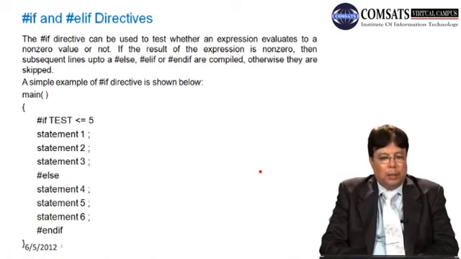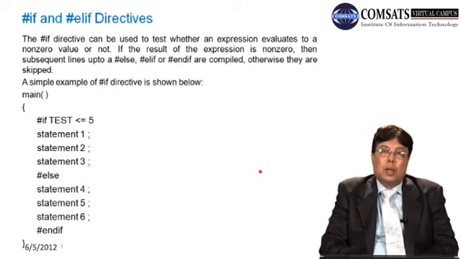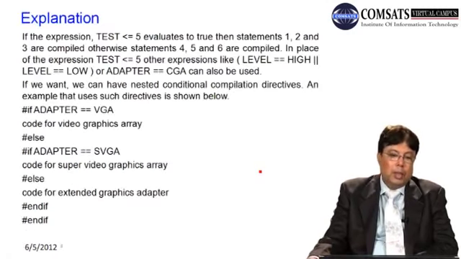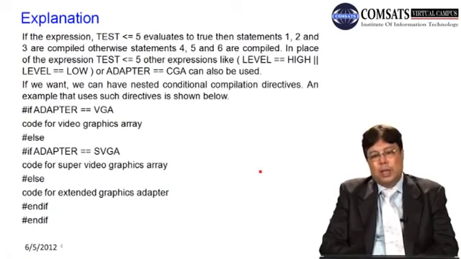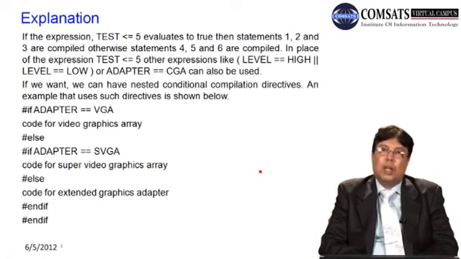We can take an example here. If test is less than or equal to 5, meaning it results in a non-zero value, meaning it results in true, then statements 1, 2 and 3. But if it is not, then it should compile statements 4, 5 and 6. So if the expression test is less than or equal to 5 evaluates to true, statements 1, 2 and 3 are compiled, otherwise statements 4, 5 and 6 are compiled.